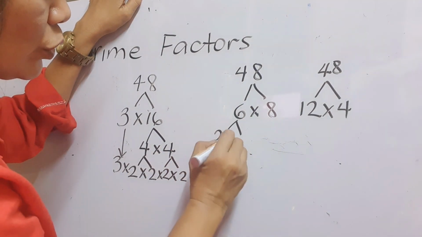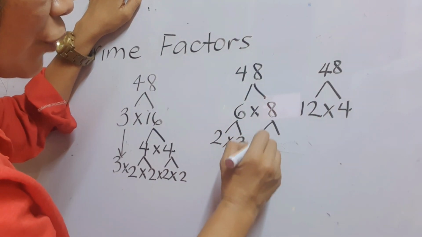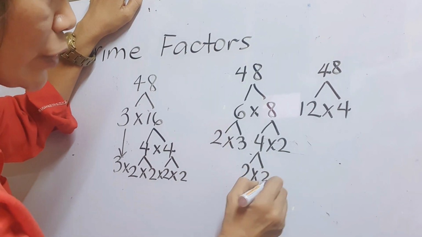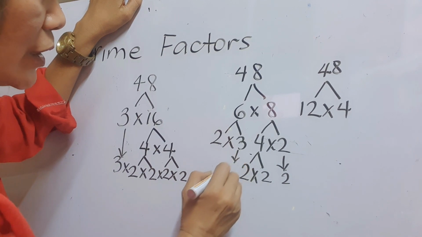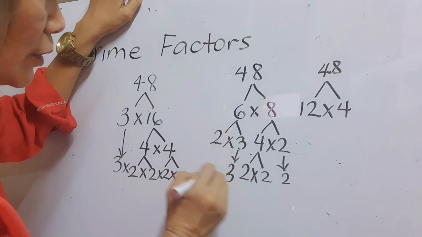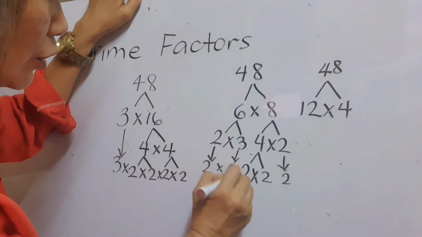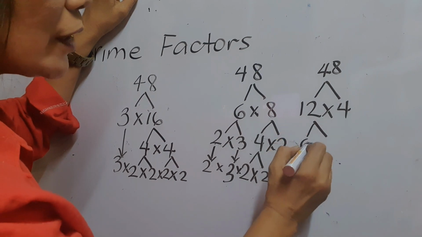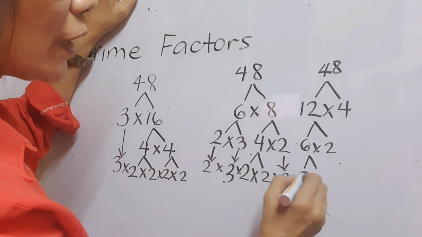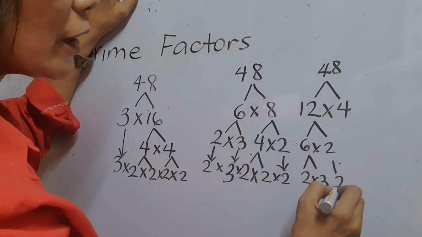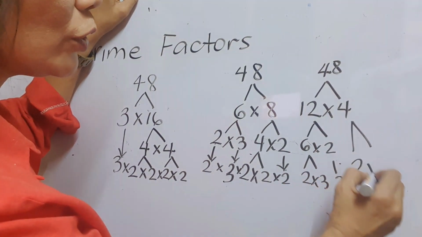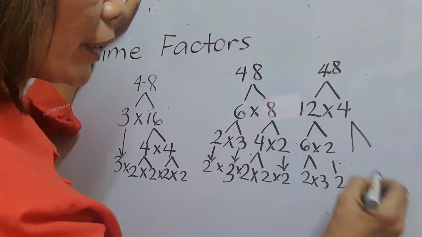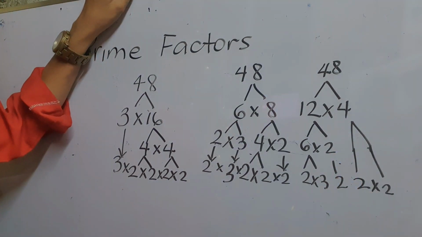Okay? Now, tingnan natin dito. 6 came from 2 times 3. Si 8 came from 4 times 2. So, we have to break 4. That came from 2 times 2. Baba natin si 2. Baba natin si 3. And then, again, si 2. Okay? So, ito yan. Okay, tingnan din natin si 12. Si 12 galing sa 6 times 2. Si 6 galing sa 2 times 3. Baba natin si 2. And then si 4 galing sa 2 times 2. Okay? Ayan. Baba natin ng konti. So, 2 times 2 pa rin.